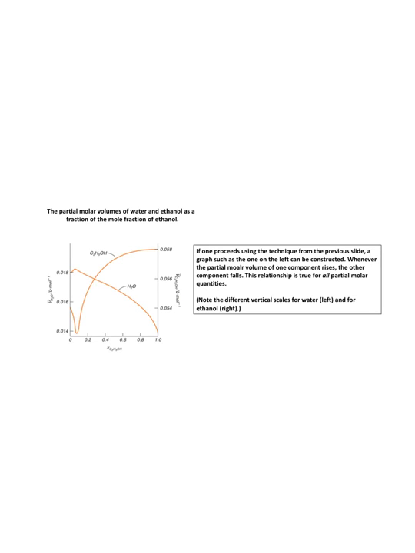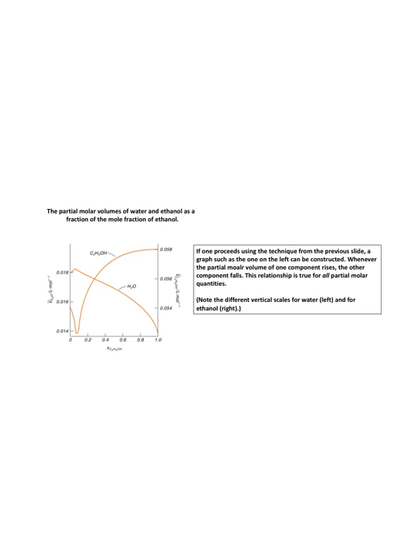So as I mentioned, if one proceeds using the technique from the previous slide, a graph such as the one shown here can be constructed. Whenever the partial molar volume of one component rises, the other component falls. This relationship is true for all partial molar quantities. Note the different vertical scales for water on the left side of this y-axis and for the ethanol on the right. So this graph could end up helping you know what the final volume of the solution is going to be if you know its composition.